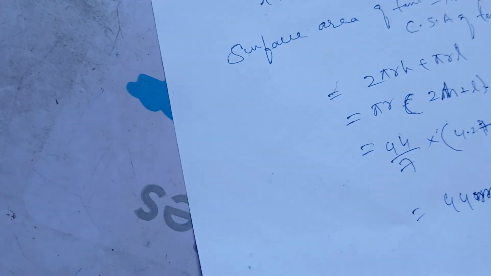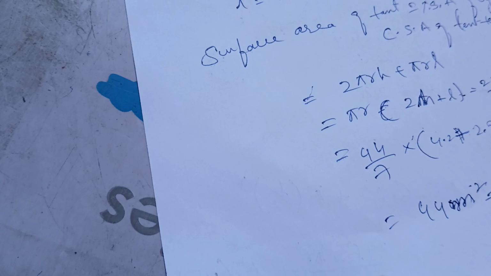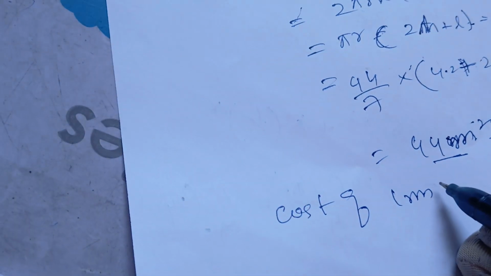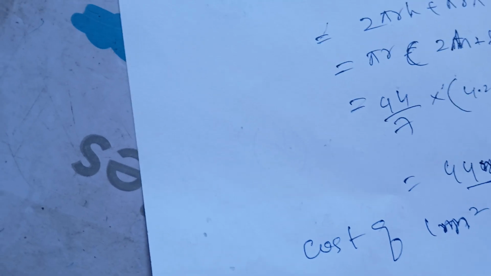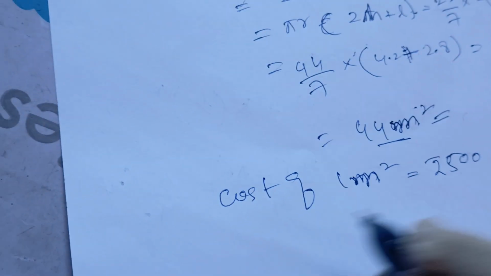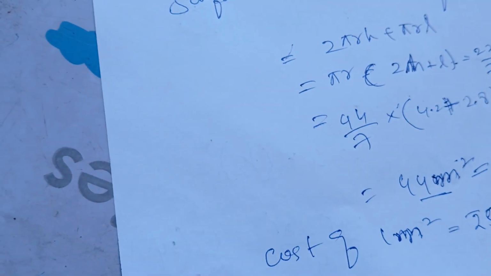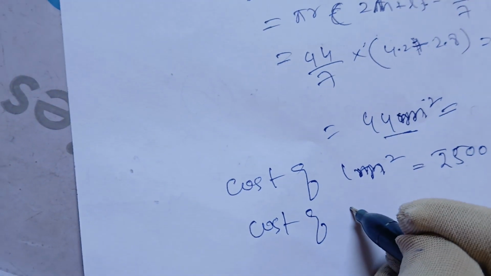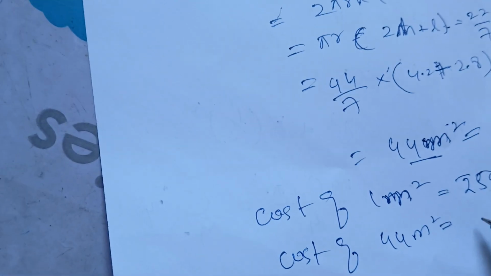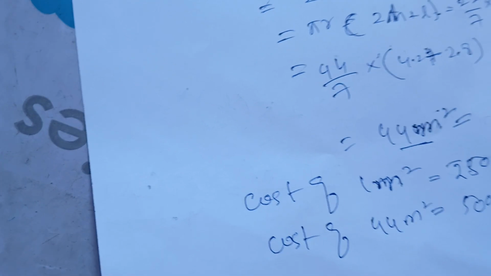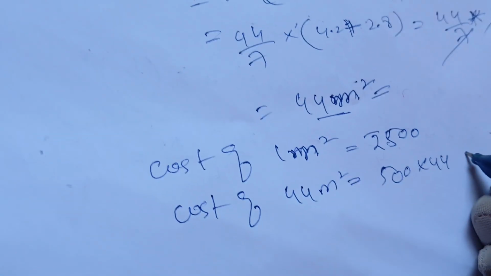So what will be the cost? We have to calculate the cost. Here it is given that this much canvas is needed. What will be the cost? The cost of 1 meter square is rupees 500. So what will be the cost of 44 meter square? We can multiply this with 500. 500 into 44 divided by 1.